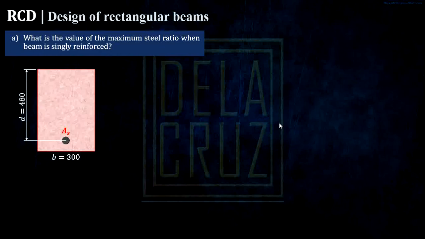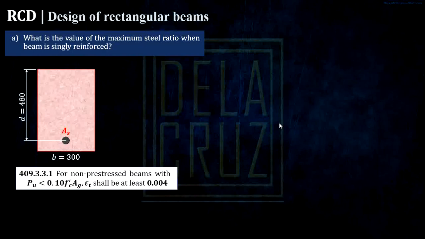We will use here the updated NSCP. Hindi na ito katulad sa NSCP 2001 na kukunin yung rho max, which is based at 0.75 of the rho balance. Here in NSCP 2015, ito yung sinabi sa code: for non-prestressed beams with Pu lesser than this limitation of 0.1 f'c Ag, the strain shall be at least 0.004. Disregard na lang this inequality because wala naman tayong axial load dito sa beam.